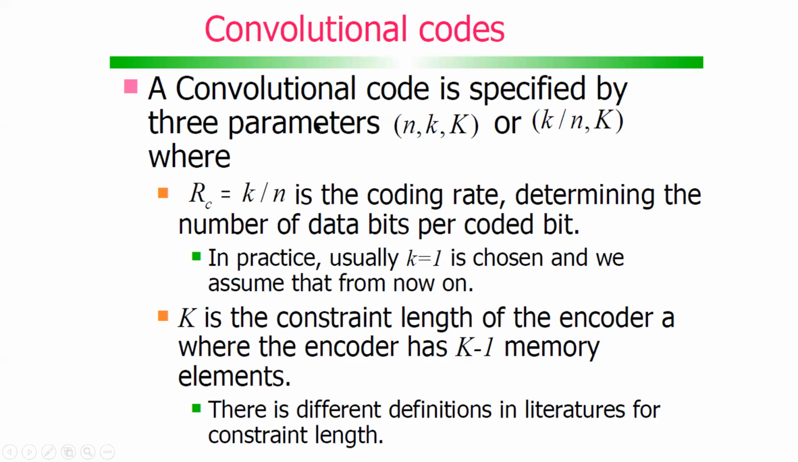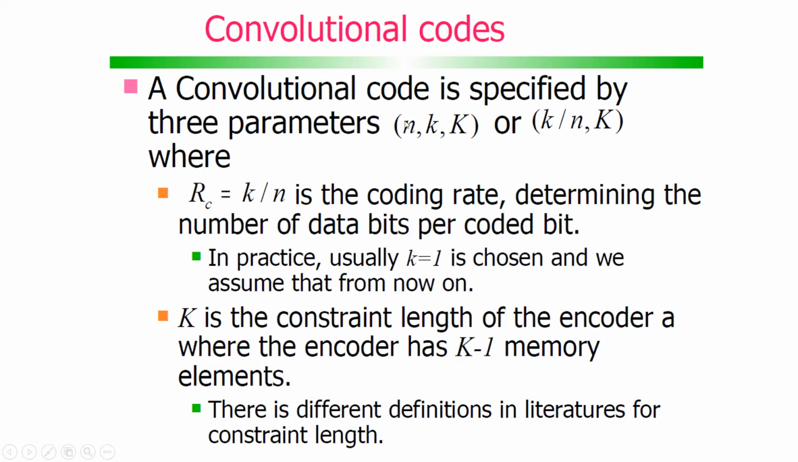If you remember, in one of the labs I performed the experiment also for linear block codes. A linear block code is represented by n comma small k. Only two factors are there, where n is the number of bits in the code word and k corresponds to the number of message bits. But there is a third parameter in convolutional codes, which is capital K. So a convolutional code is specified by three parameters: n, small k, and capital K.